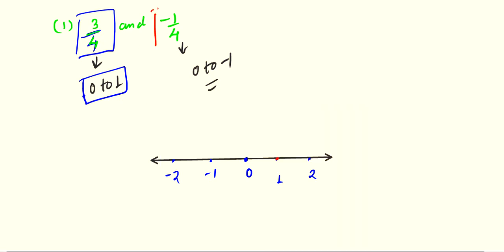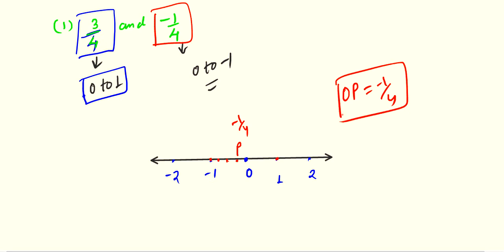So minus 1 by 4 lies between 0 to minus 1. So between 0 and minus 1 we will divide into 4 parts. First part, second part, third part, and this one is the fourth part. So this is minus 1 by 4 which we want to plot. Let this be P. So you can write OP equals to minus 1 by 4. Like this you have to plot question number 1.